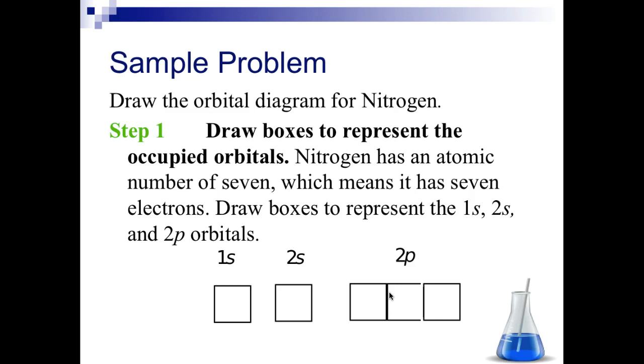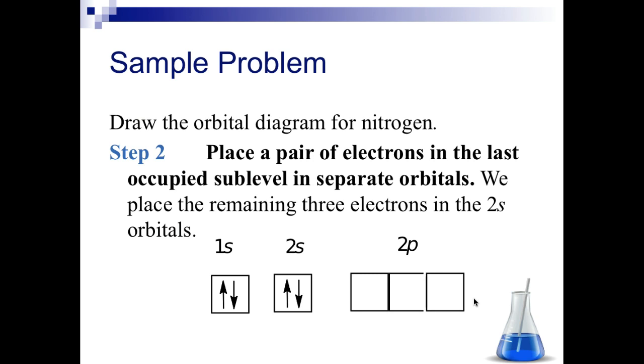Let's draw the orbital diagram for nitrogen. So first, draw boxes to represent the orbitals. So here are the boxes, okay? Nitrogen has an atomic number of 7, which means it has 7 electrons. Second, you need to place the pairs of electrons in the last occupied sublevel in separate orbitals. So, we have placed 2 in the 1s, 2 in the 2s, so that means that we have 3 electrons that are going to be placed in the 2p.